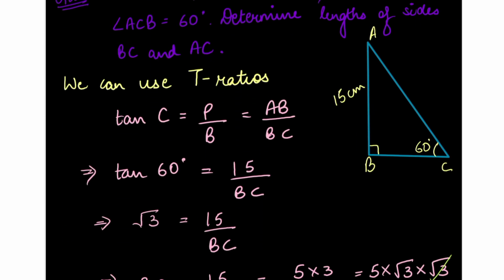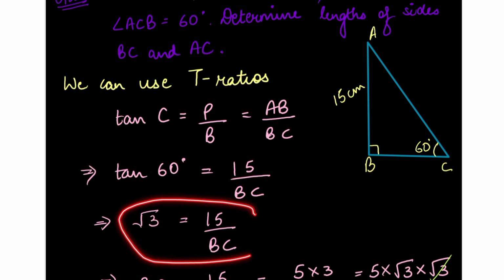Suppose we say, let's find the value of tan C. What is tan C? Perpendicular upon the base. That is AB upon BC. AB we know is 15 and C is 60 degree. So tan 60 degree is root 3. AB is 15 centimeters. BC we need to find out.